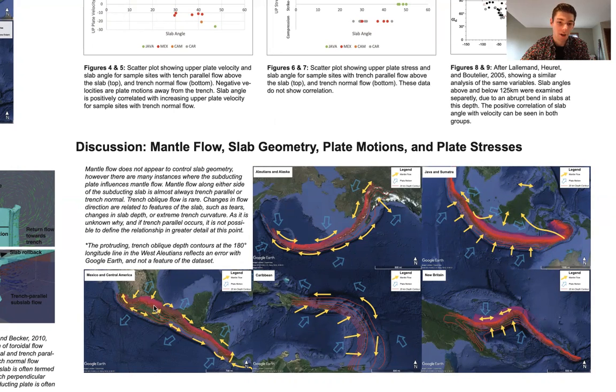So here you've got a tear. Here the slab is really deep, here it's really shallow, and the mantle is flowing in a toroidal fashion through the tear. Here the mantle is being squeezed by this really sharp curvature of the Banda Trench. And then in the Aleutians in Alaska, you've got this change from a steeper subduction zone to a shallower one, and the mantle is changing directions.